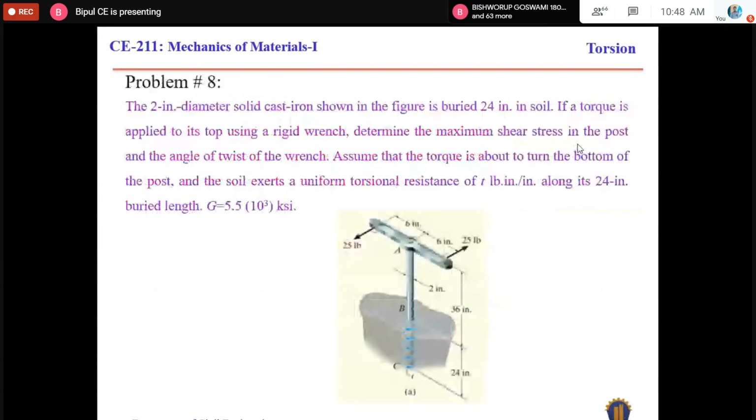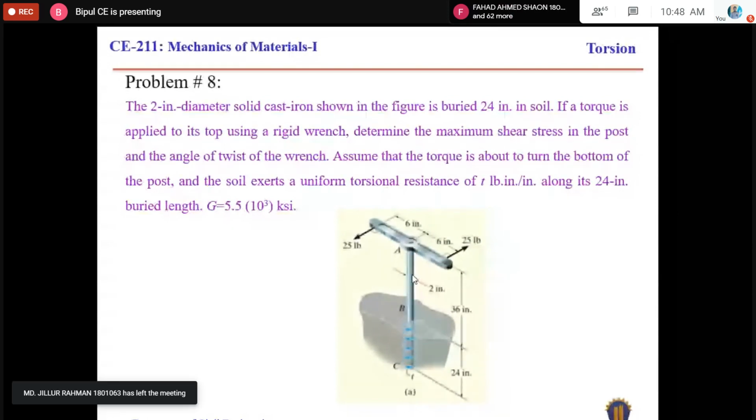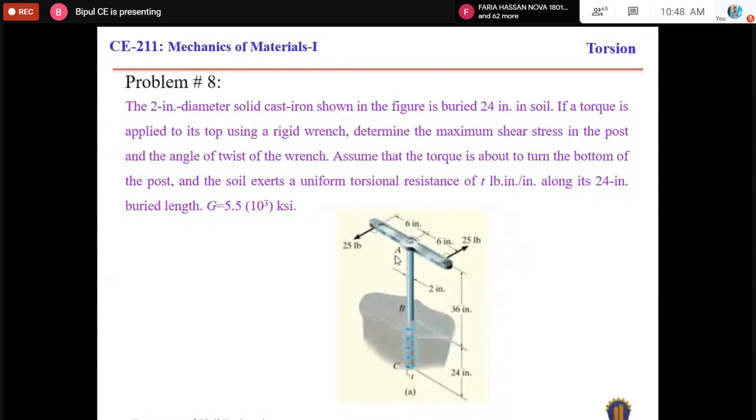Okay, and there is another problem. There is the 2-inch diameter solid cast iron shaft. It is a solid shaft made of cast iron, and the diameter of the shaft is 2 inches, and this shaft is inserted into the soil by 24 inches.